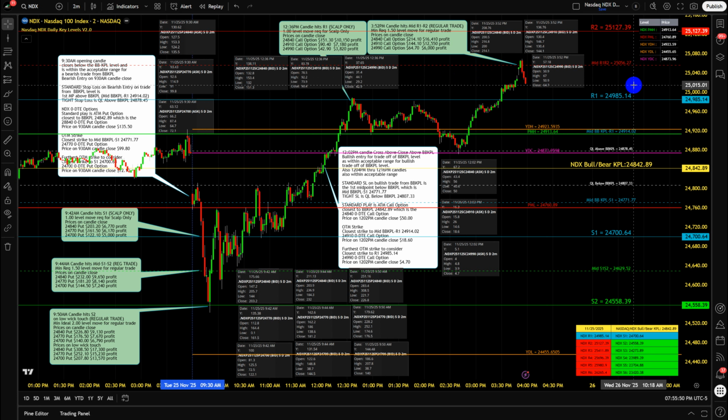Also, just like in our SPX daily key levels indicator, the line labels are controlled by groups. So your main key levels are going to be the Bull Bear KPL, R1 through R6, and S1 through S6. Those are controlled by a group. Your midpoint levels are controlled by a group, and your QL levels are controlled by a group. Your PML and PMH are a group, and then your YDH, YDC, and YDL are a group. So you can control these independently as groups.